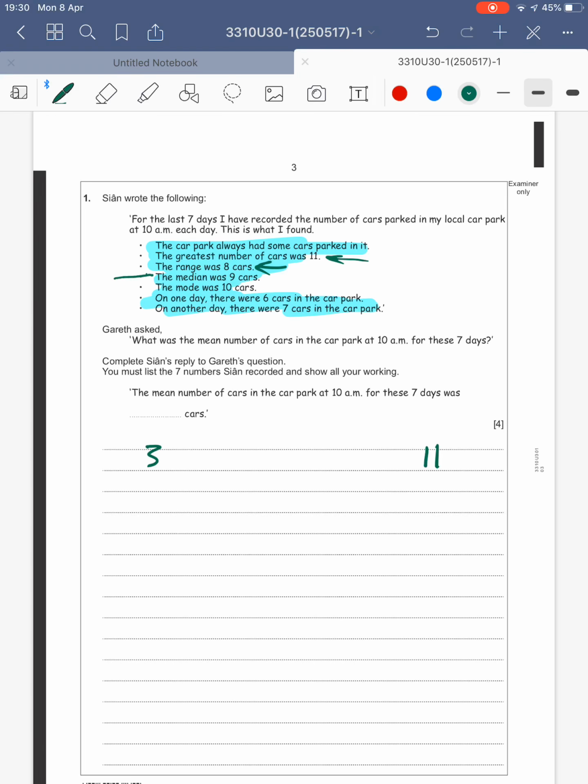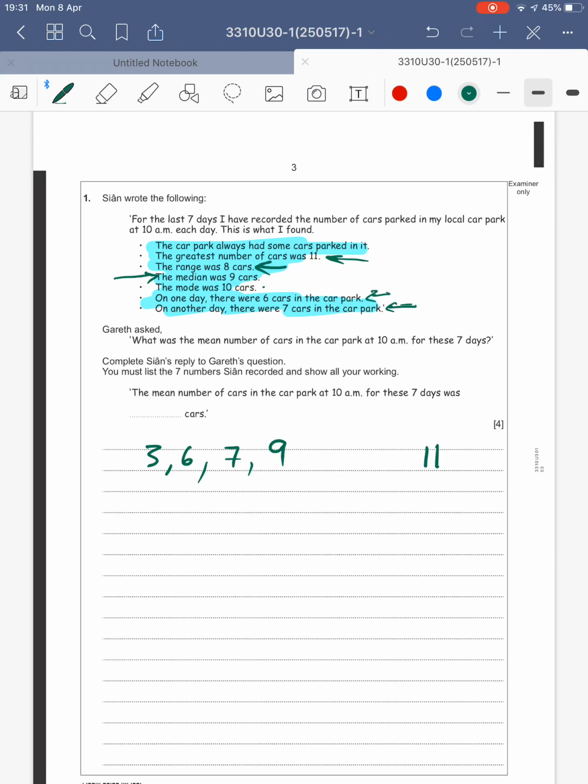Then this bit of information here tells me that the median is 9. Well, the median sounds like the word medium, which is in the middle. So 9 is the middle number. Okay, then you're also told here that one day there were 6 cars and another day there were 7 cars in the car park. So I can fill those in. So we just need another two days where we need to know the number of cars.